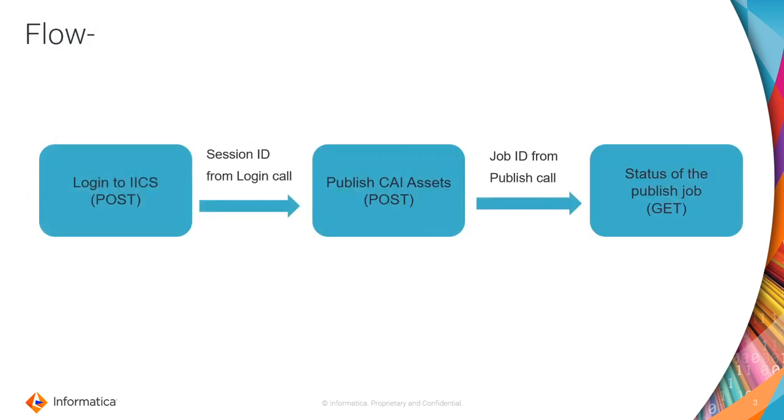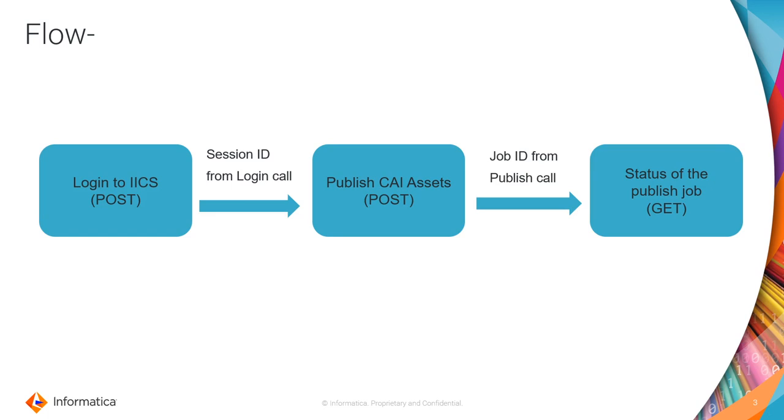So IICS provides you with a REST API to publish CAI assets, same like you publish task flows in CDI. You need to do a post call, that is a login call to IICS org, providing your username and password. In the response of the API request, you get a session ID which will be used in the next call. To publish CAI assets, you need a post call providing the raw body, with the path of the asset, the name of the asset, and the type of activity that you are doing. And in the headers, you would just need to pass the session ID which you got from the response of the login call.